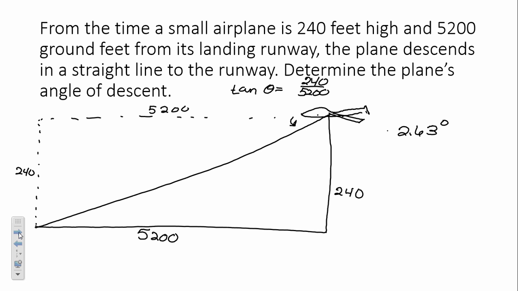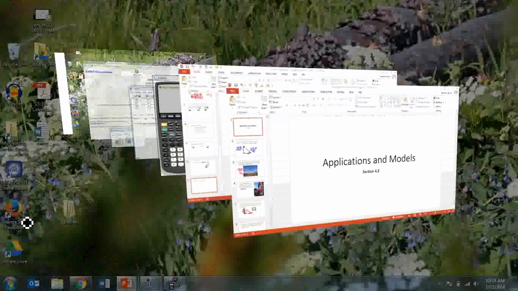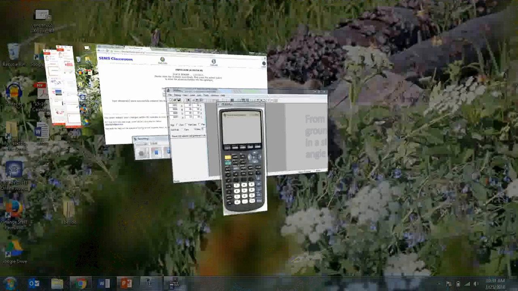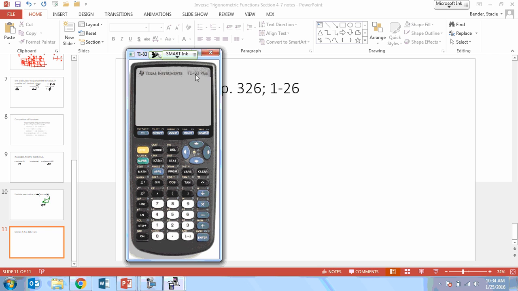So you're going to take your 240 divided by 5,200 equals, and then do the inverse tan, the arctan of your answer. Do you have it on the calculator? Do you know how to do it? I think it should be 2.63. So 240 divided by 5,200. Let me put my calculator up here. All right, so it's still on the other one.